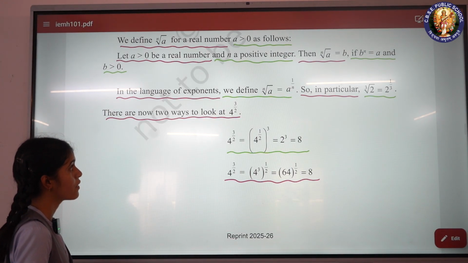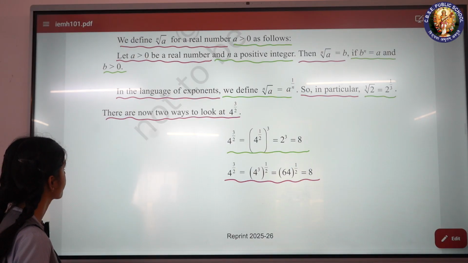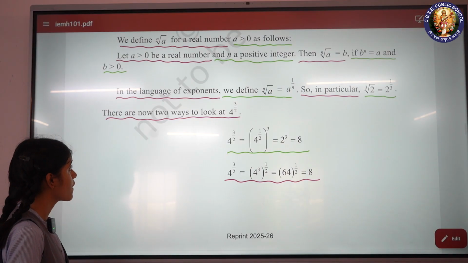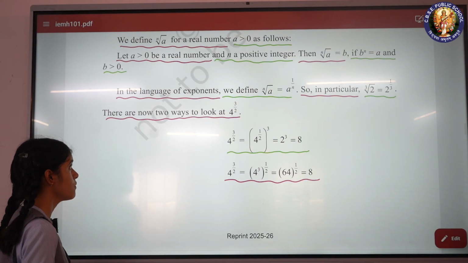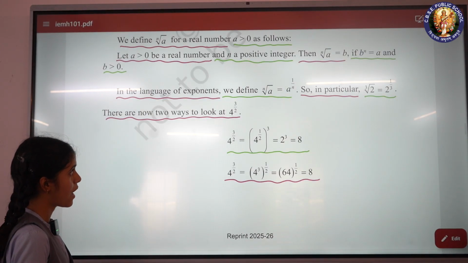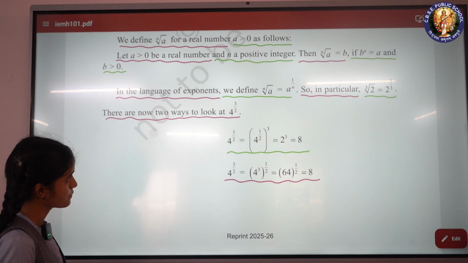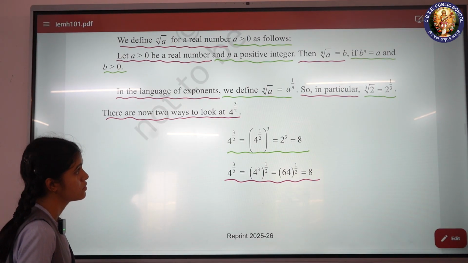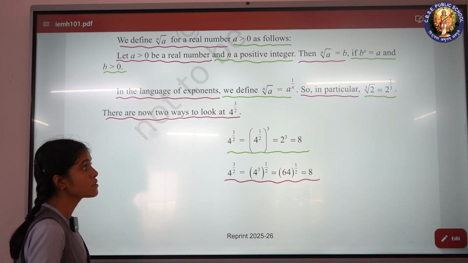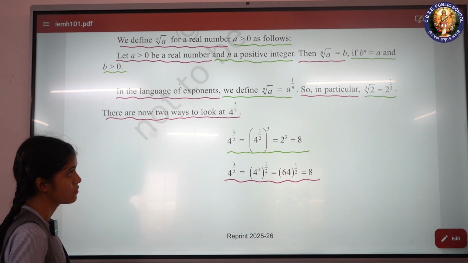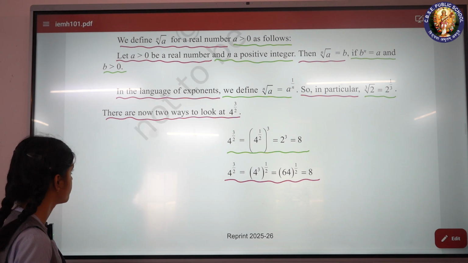if b to the power n is equal to a and b greater than 0. In the language of exponents, we define n root a is equal to a to the power 1 by n. So in particular, cube root 2 is equal to 2 to the power 1 by 3.